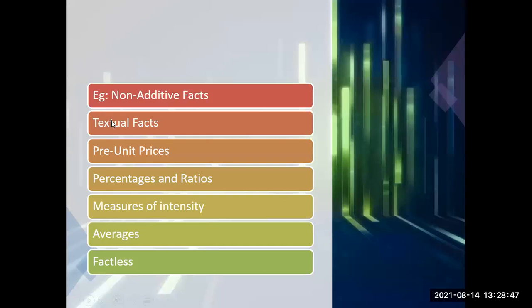Examples of non-additive facts are textual facts, where we go on writing any kind of paragraphs or words; it is non-additive. Per-unit prices are also not additive. Percentages and ratios, no: percentage goes on increasing and decreasing. Measures of intensity are also not additive, nor are averages and factorials.